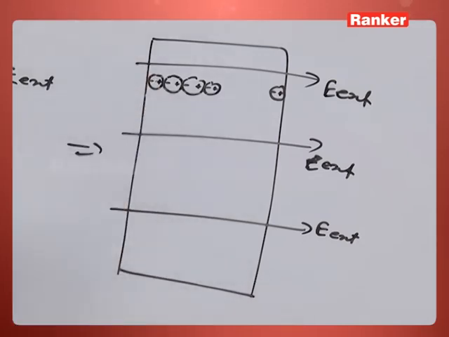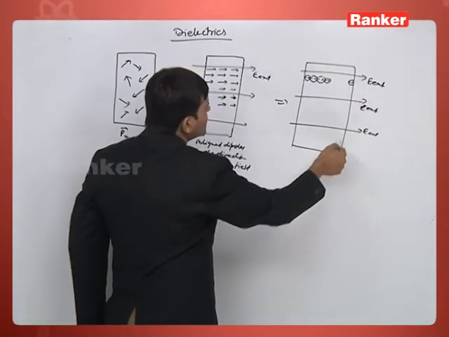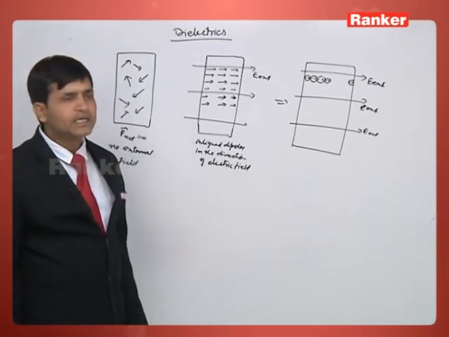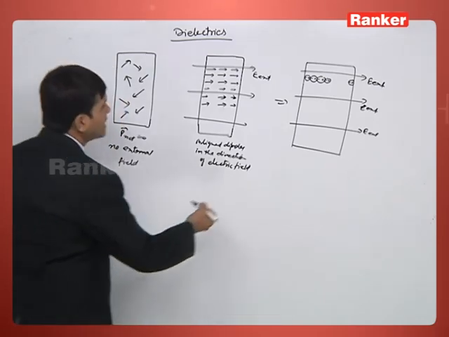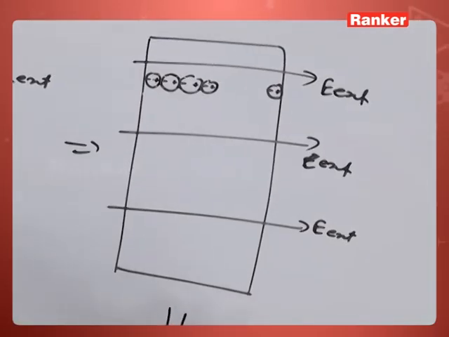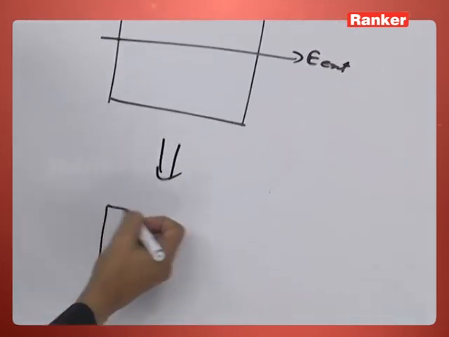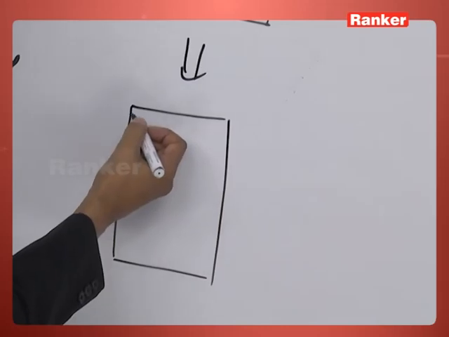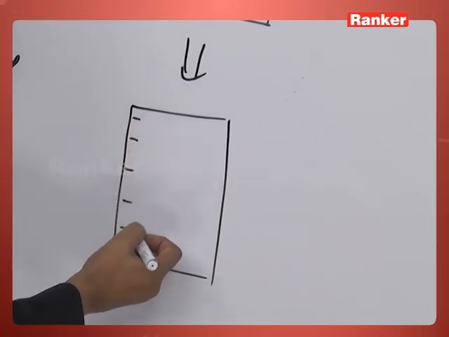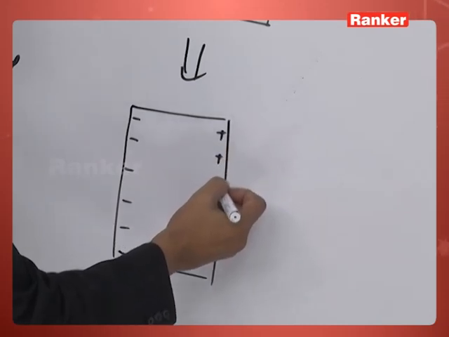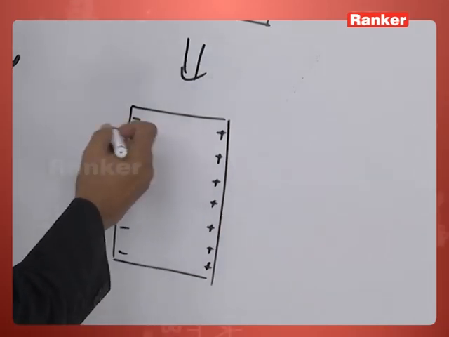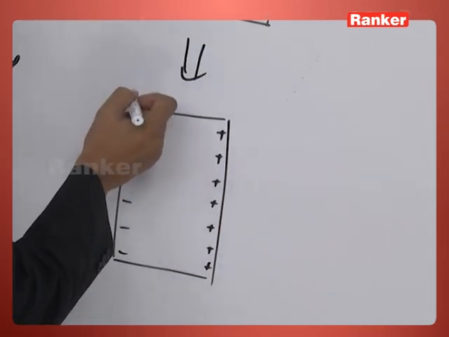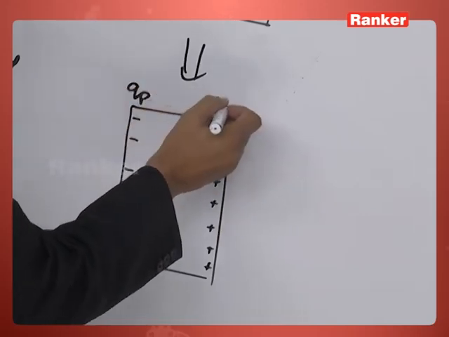So what will we get? We will get a layer of negative charge here, and on this side a layer of positive charge, and that layer of negative and positive charge is called polarized charge. So see the final diagram. After that, which type of diagram can we predict here? Like this type of diagram. Due to the effect of the external field, on this surface negative charge will appear, and on this surface positive charge will appear, and this negative charge and positive charge is called polarized charge.